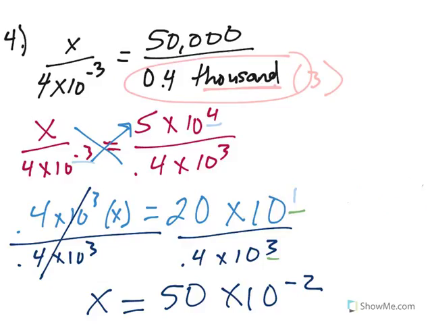And you can leave it like that, but it does say round to the nearest tenth. So negative 2 means take my decimal and move it 1, 2. My final answer is x equals 0.5.